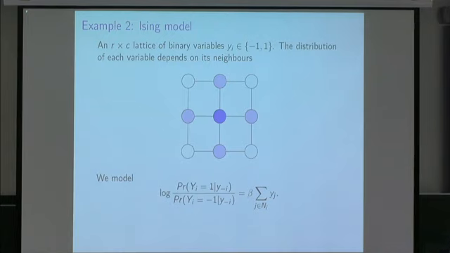So in particular, if I look at the log odds of an observation taking value 1, given all the others, that's just some unknown parameter beta multiplied by the sum of the neighbouring variables. So if all of the neighbours have value plus 1 and beta is a positive value, the variable itself is also more likely to take value plus 1, and so on. So it's a way of letting a variable be dependent on the values of its neighbours.